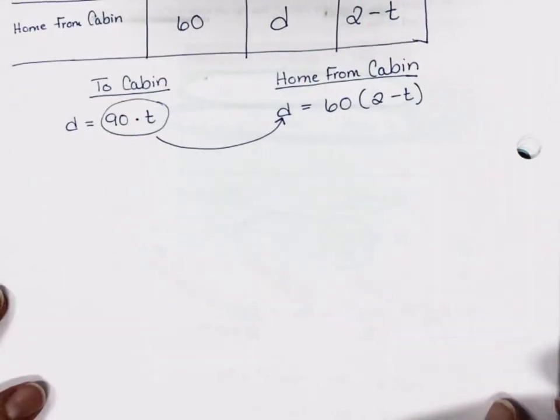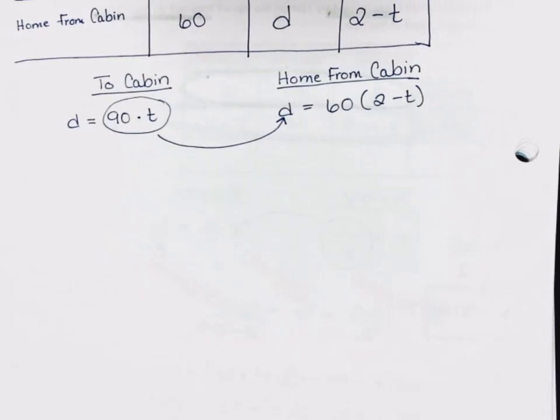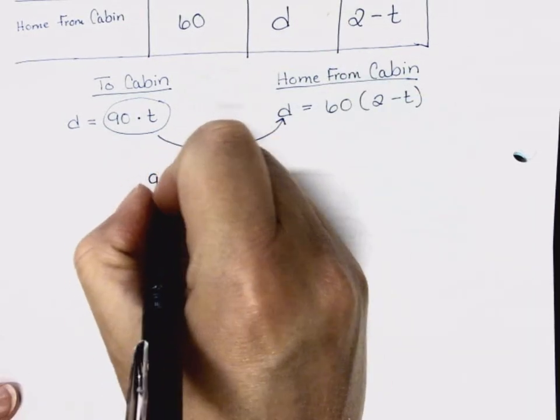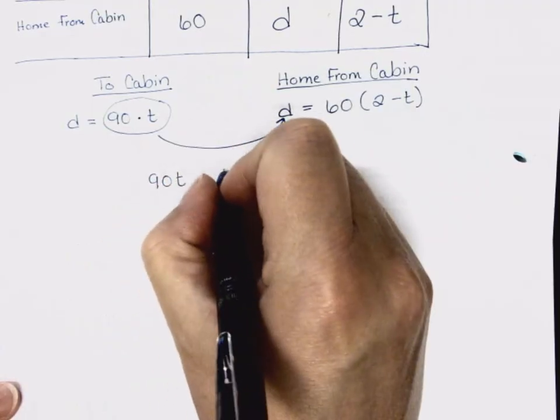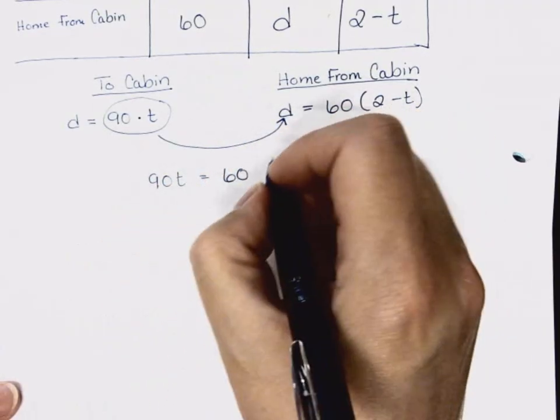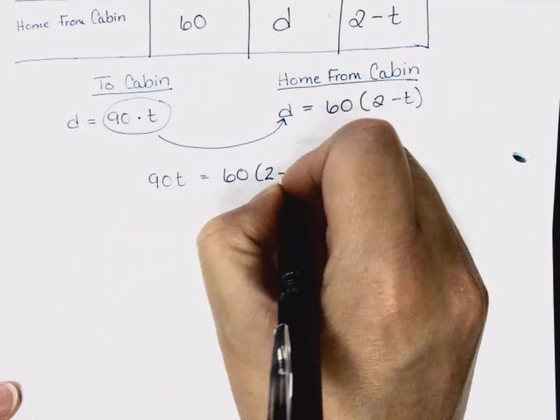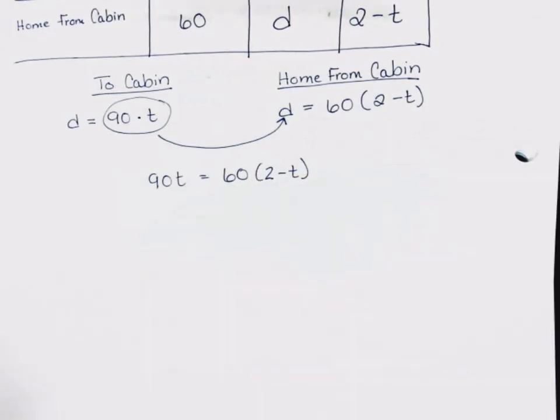So this is what we're doing in chapter 8. We are solving systems. Yes, we did it last year. Yes, we're graphing it this year. So our new equation is going to be 90t is equal to 60 times 2 minus t.